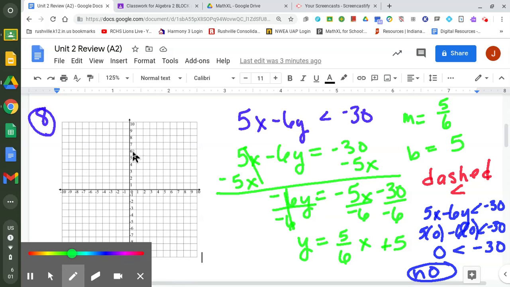I start at the positive 5, and I go up 5 over 6. And since I've run out of room, I can do the opposite, which is to go down 5 and to the right, or I'm sorry, to the left, 6. Now, our line was dashed, so we make the best dashed line we can here.